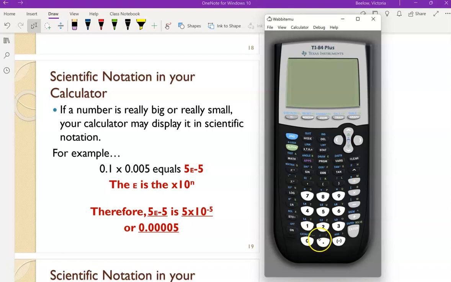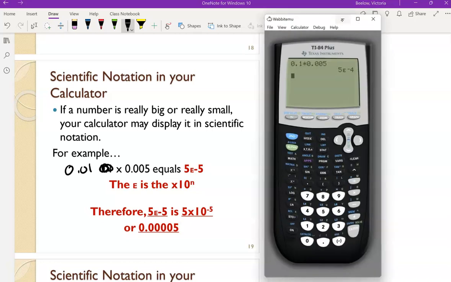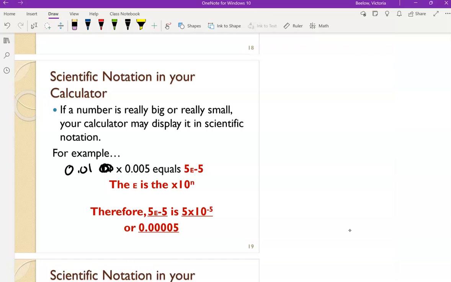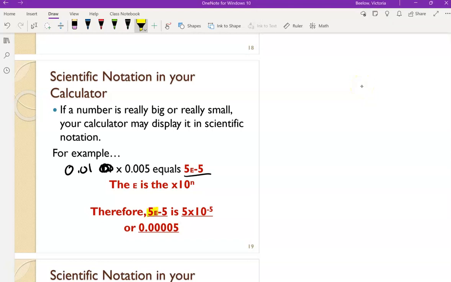All right, so let's say we're doing some math in class, 0.01 times 0.005. Okay, there we go. Small change in the notes there. All right, so I punched this into my calculator, and I'm getting this right here, 5e negative 5. That e in your calculator is standing for that times 10. It stands for scientific notation. So therefore, 5e negative 5 in the calculator, that's the same thing as writing it out in scientific notation like this, or in standard notation like this.